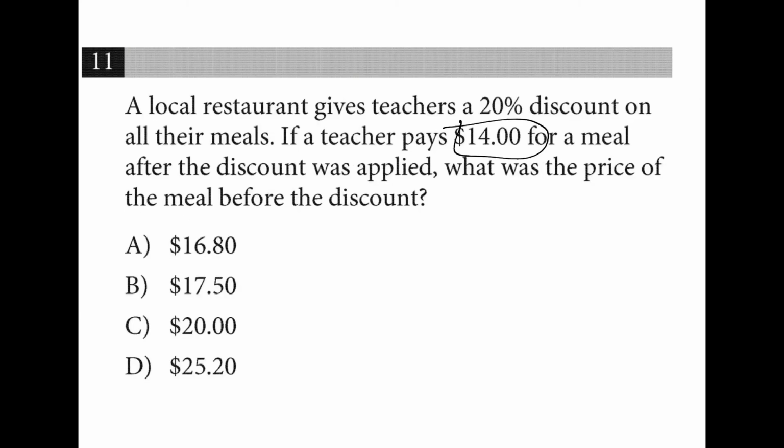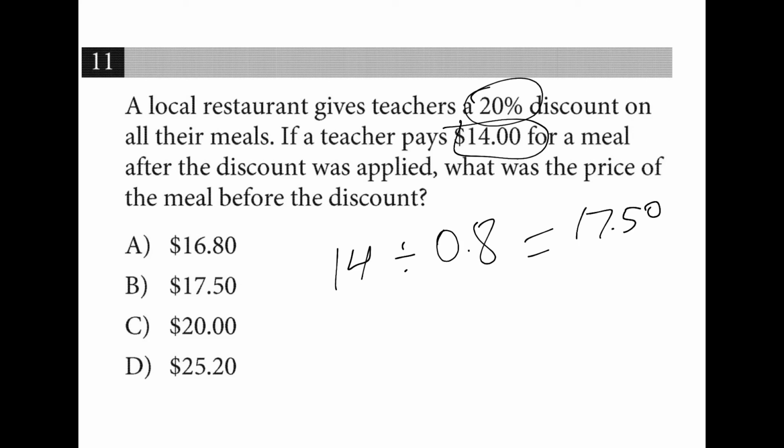$14 is after the discount was applied, so we're going to take 14, divide that by 0.8 because we had a 20% discount. And we get $17.50. And notice if you multiply that by 0.8, you'd be back where we started.